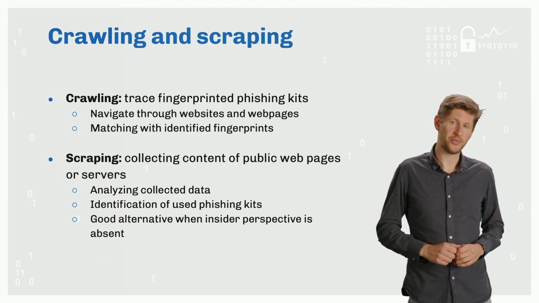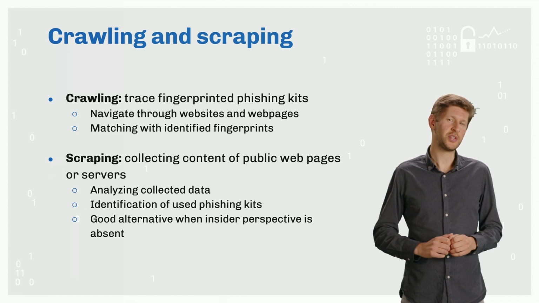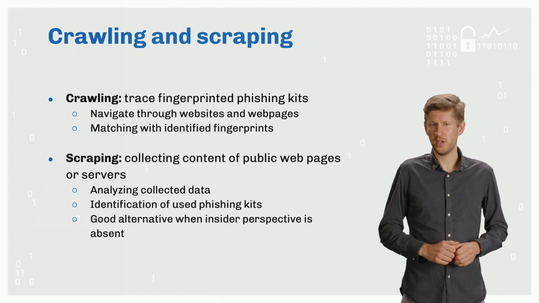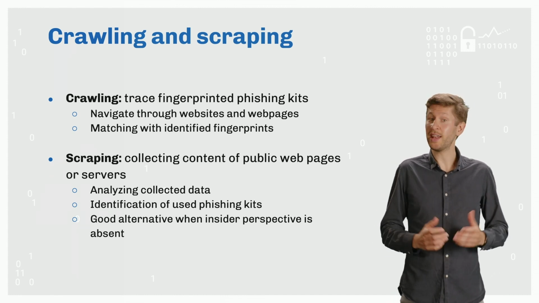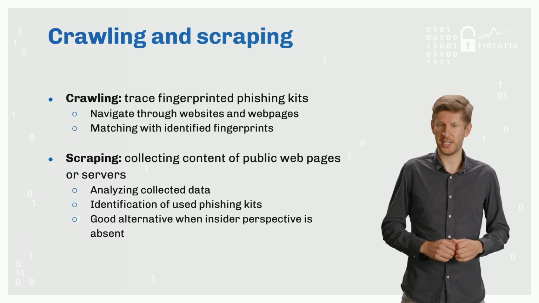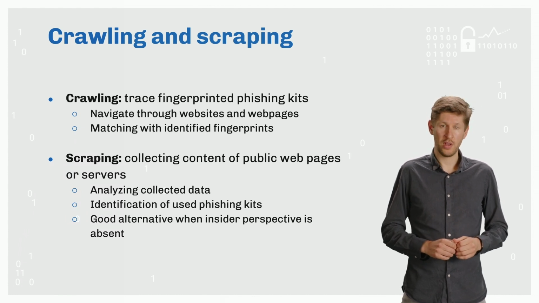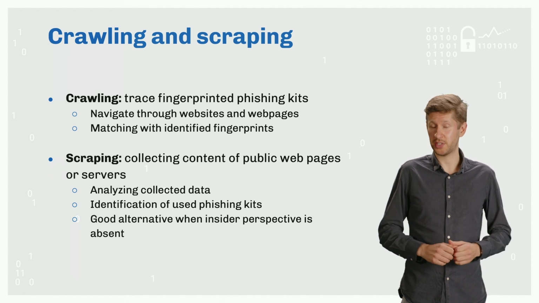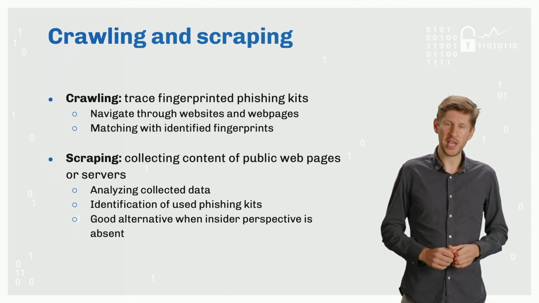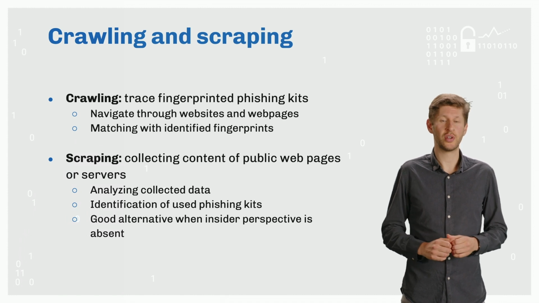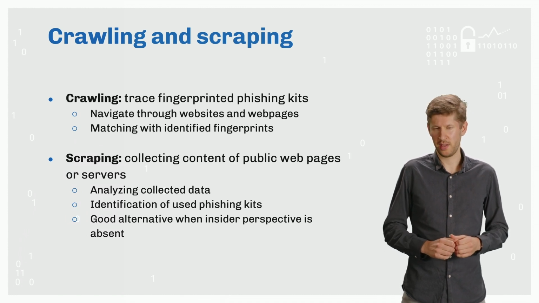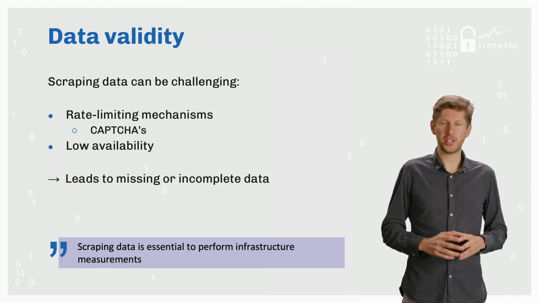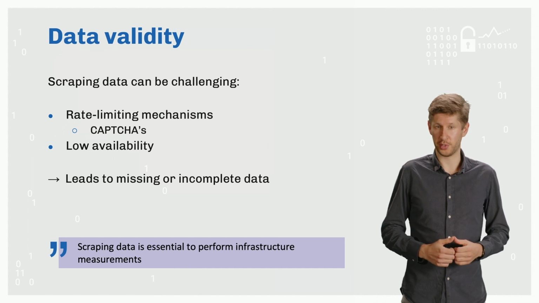To trace fingerprinted phishing kits, potential phishing domains are crawled. Crawlers navigate through websites and web pages that partially match the identified fingerprints. With scraping, data such as text, images, and links of the detected domains are extracted. This collected data can then be analyzed and phishing kits that are used can be identified. So scrape data is essential to perform infrastructure measurements.